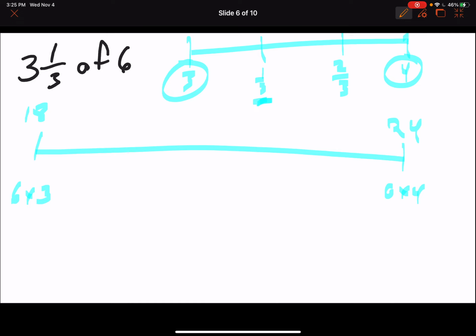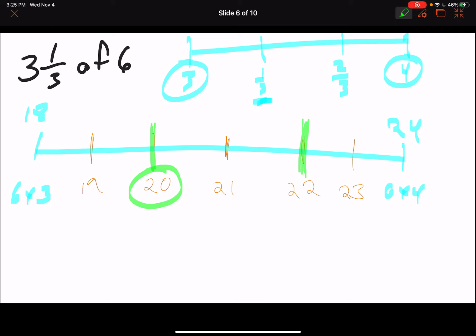Okay? And again, we're going to think this is 19, this is 20, this is 21, this is 22, and this is 23. If we were going to divide this into thirds, okay, my dividing lines would be here and here, so that they're evenly spaced. So I can look quickly at this number line and I know that the answer to that is 20.